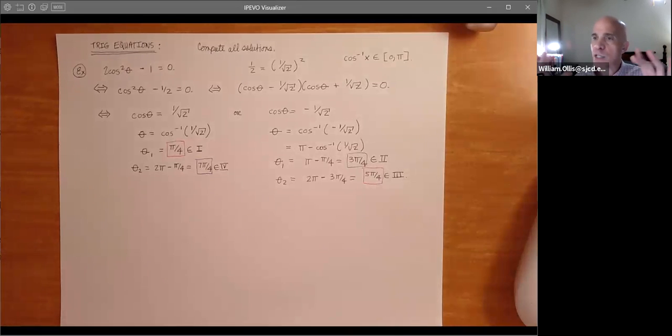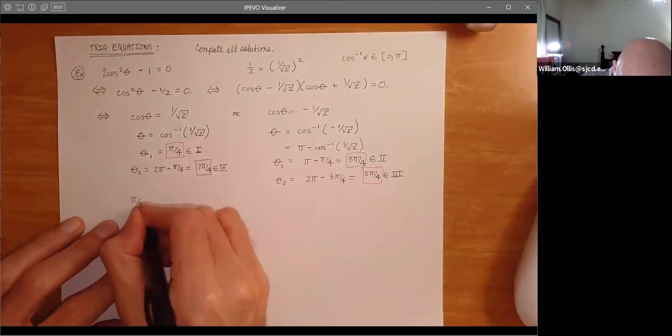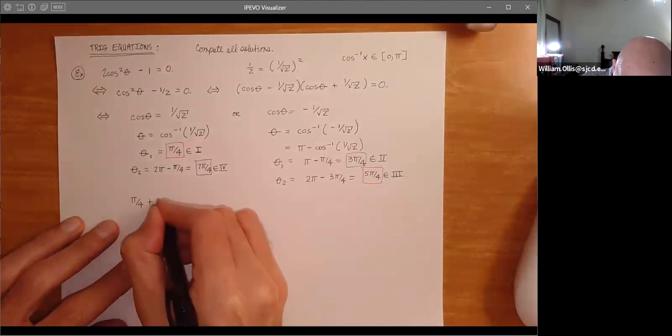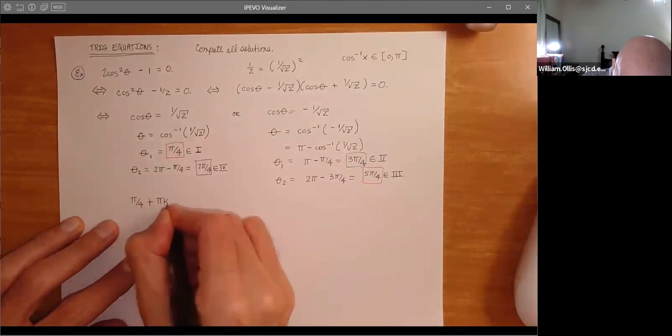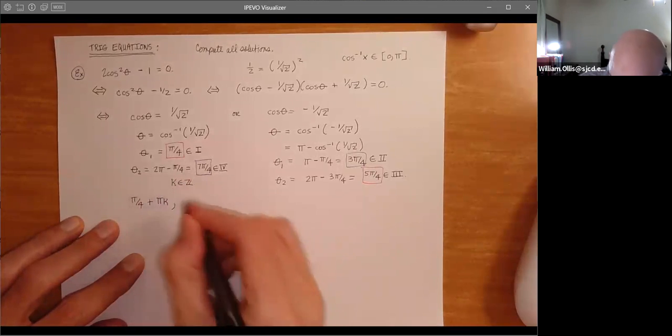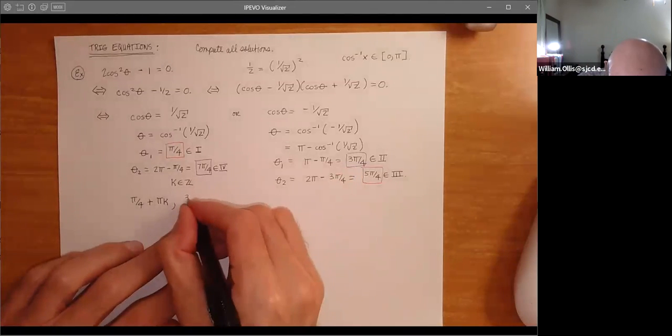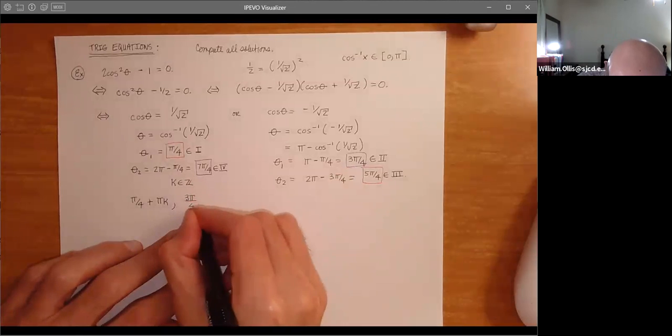You can put these in the SmartPen videos. I put them in curly braces, but it's your choice. Either curly braces, or WebAssign may just say, write your solution separated by a comma. So we can say in this case, pi over 4 plus pi k. Of course, we're going to use k to be an integer, okay? And then comma, and then we'll go over here and say 3 pi over 4 plus pi k.